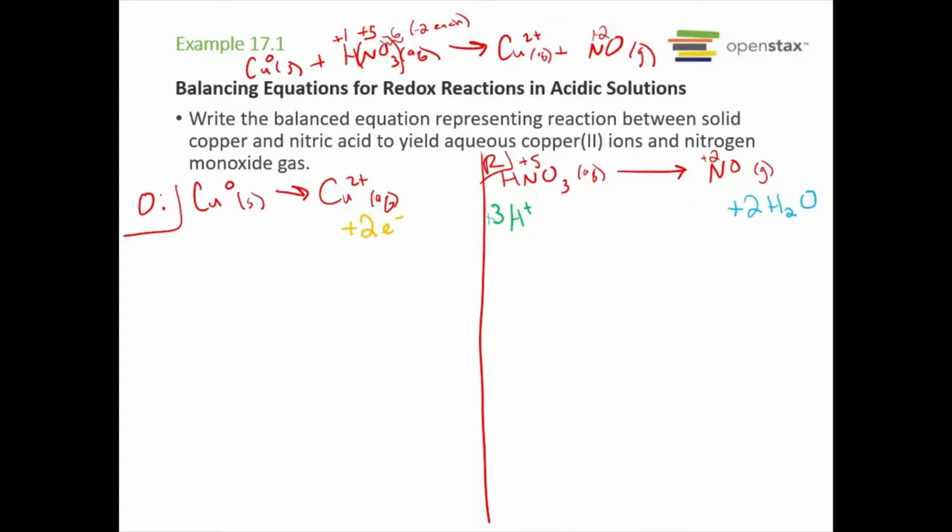On the reduction side, the nitric acid side of the reaction has an overall charge of +3 due to those 3 hydrogens. And the NO side has an overall charge of 0. There's nothing there giving charge. So then to balance, we need to go ahead and add 3 electrons to the nitrogen side. So now we have the -3 to balance out the +3.